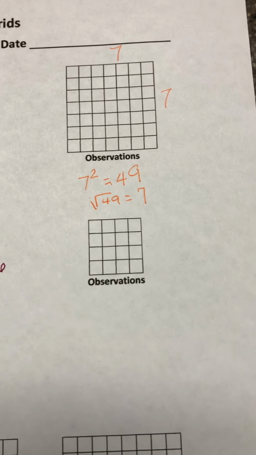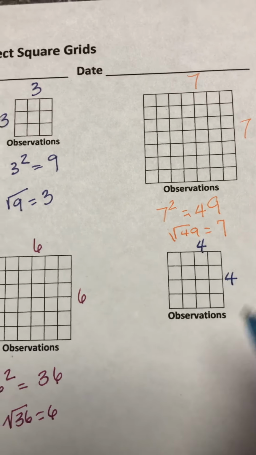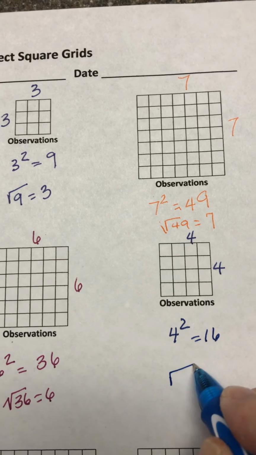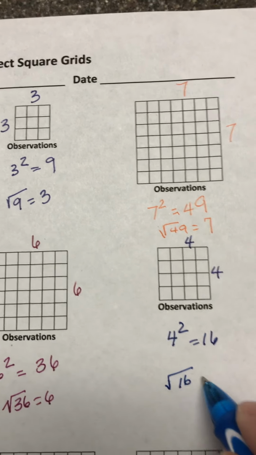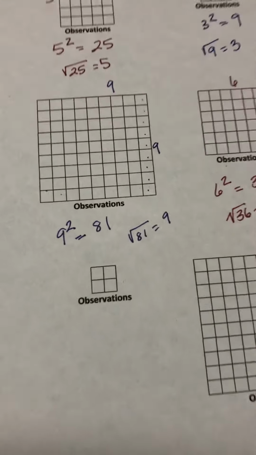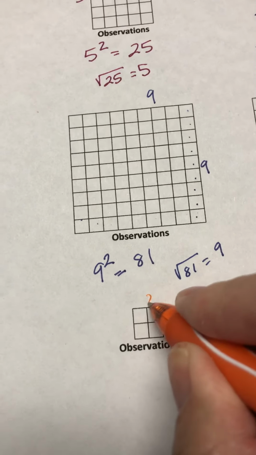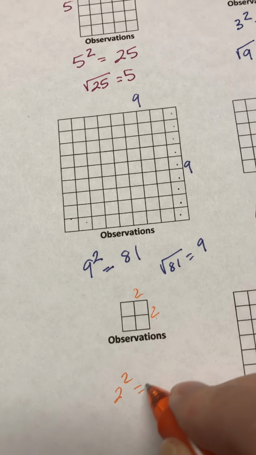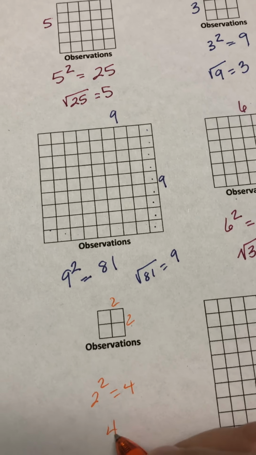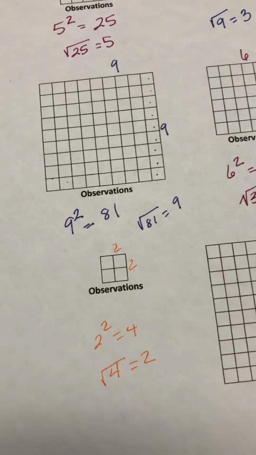How about this one? So that's 4 and 4. So 4 squared is 16. And the square root of 16 is 4. You making those connections? So here you have 2. 2 squared is 4. And isn't that how many little boxes we have there? It sure is. So the square root of 4 is 2.